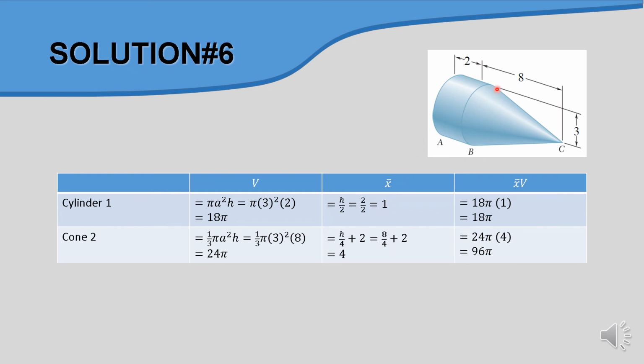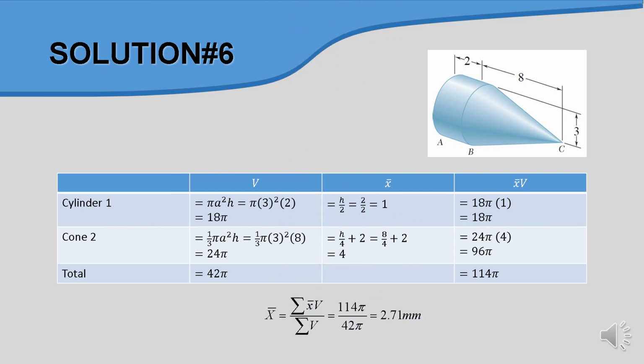Okay, for the cone, you need to use a formula here, h over 4. So it's somewhere around here, and then you need to take into account the 2 value. So you need 2 plus the length here. So finally we have 4. And then we apply x bar v, and finally we get the value of total. And then finally, in order to get the x bar, we will have 114 pi divided by 42 pi, and we have 2.71 mm.